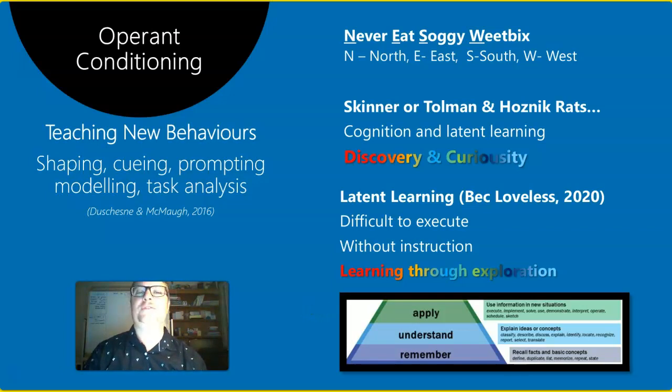Latent learning is difficult for teachers to execute, as stated by Beck Lovelace. A simple example, though, from study.com is the teacher aide who quietly walked around the grade 1 classroom placing stars on children's desks. Without instruction, it was up to the children to discover the desired behaviour. It was sitting quietly at their desks.